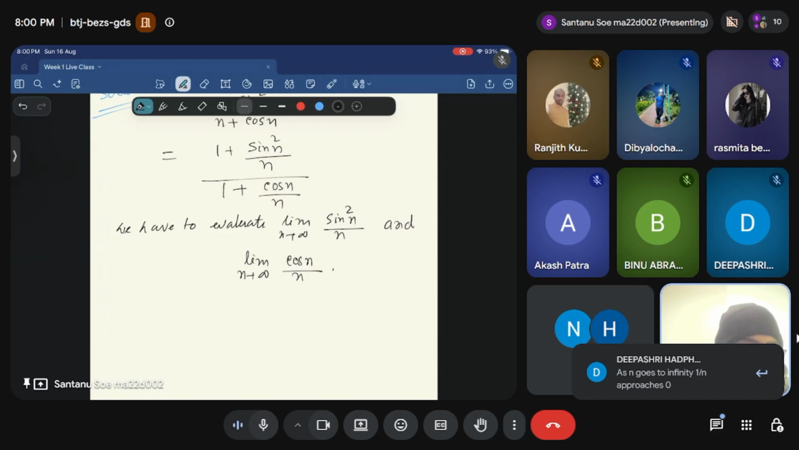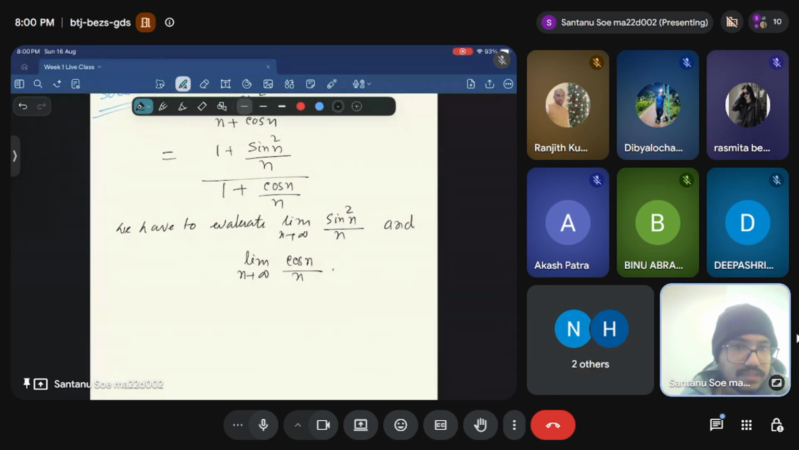Yes, this is true, but how do you combine these both? It is indeed true that cos n is bounded, sin n is bounded, and 1 by n goes to 0. But then how do you combine these two? Are you saying that if one sequence is bounded and another is going to 0, then the product will be going to 0? If you are claiming that, this is true, right? This is what I am going to write in the next fact.